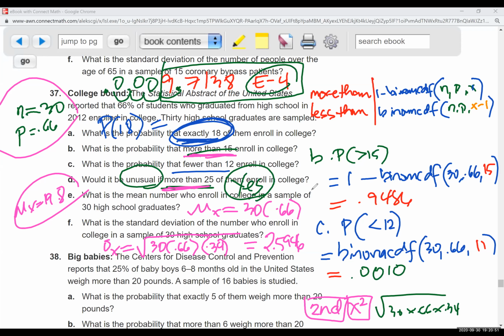I have a question on F. Where did you get 0.34? I missed that step. All right, so the formula is N, P, and 1 minus P. 1 minus 0.66, that's why it is 0.34. Oh, okay, so whatever your P is, subtract it from 1. Yes. Thank you. No problem.